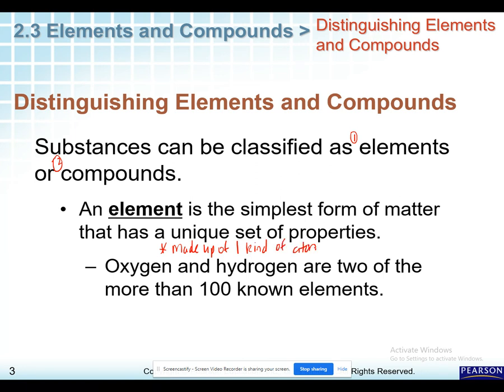For example, oxygen is only made up of oxygen atoms. You can have a million, you can have a billion. No matter what, as long as it's one kind, it's an element. Hydrogen is an element. You might recognize these from junior high or just talking about them in science class. All known elements are located on the periodic table, and we're going to talk about the periodic table briefly tomorrow.